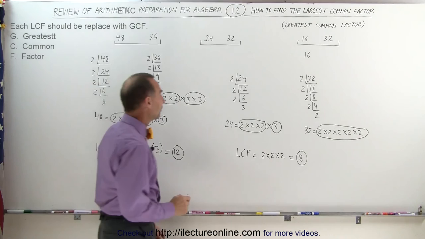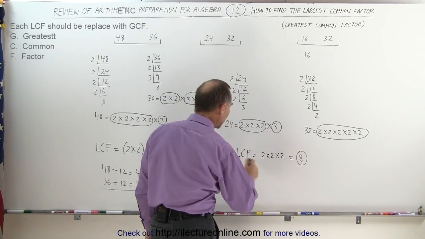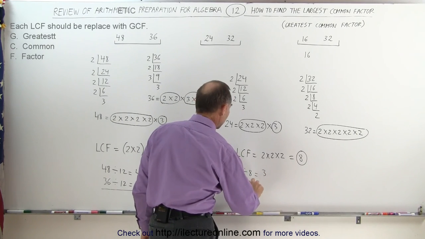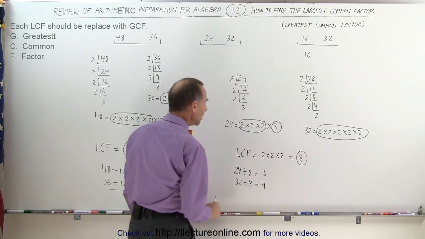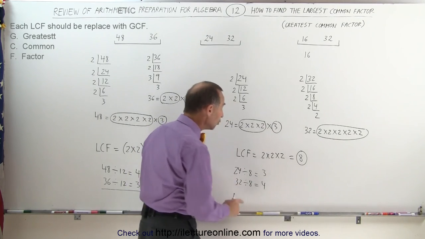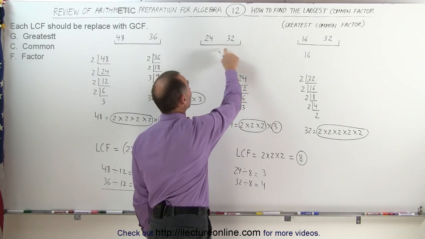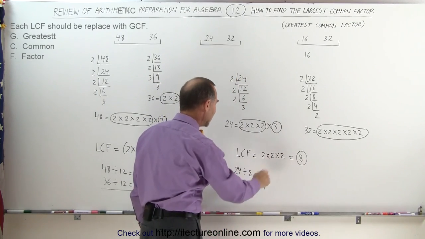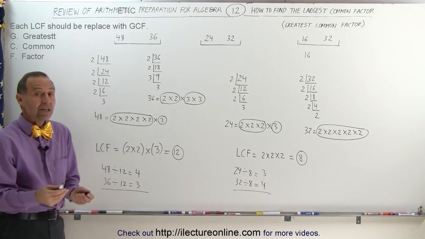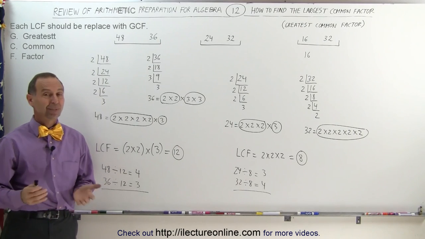Let's do the same over here. 24 divided by 8 again gives me an integer number, 3. And 32 divided by 8 gives me 4, which means that 8 is a common factor of both 24 and 32. And notice that if I try any of the bigger factors, none of them will fit evenly into 24 and 32, so that would not be the right answer. 8 indeed is the right answer. So that's a quick way to check what it means to have the largest common factor and to make sure you did it correctly. And that's how it's done.